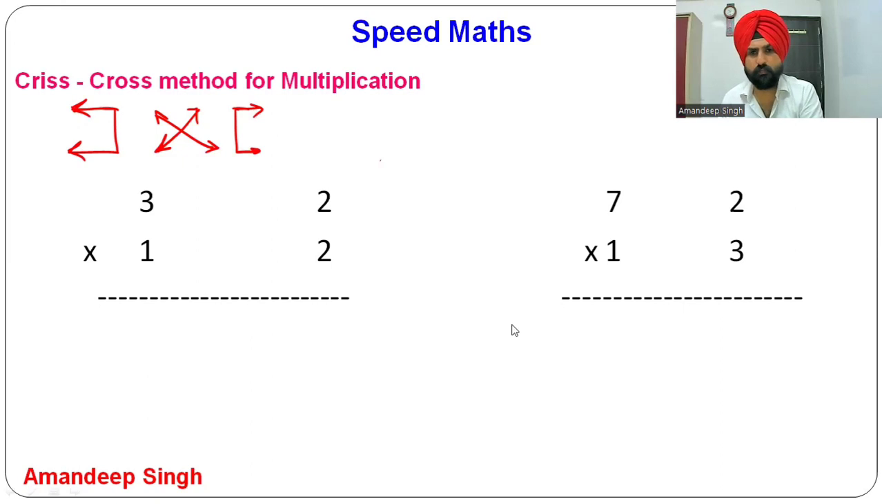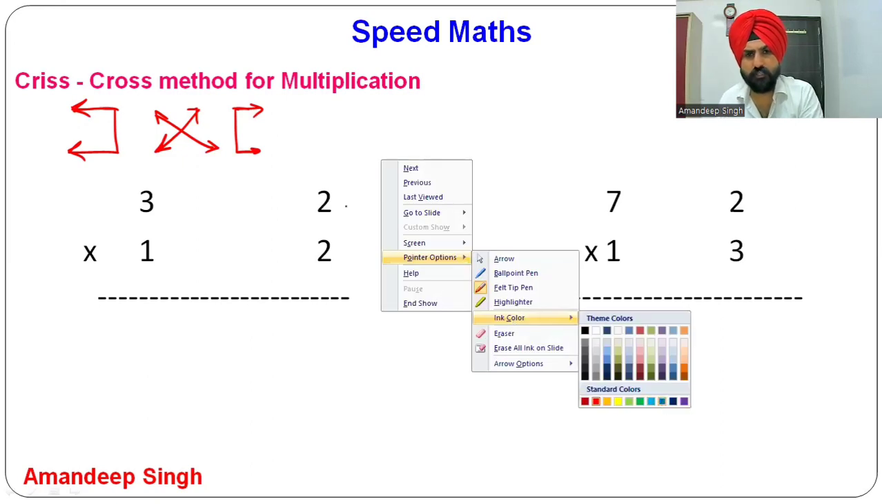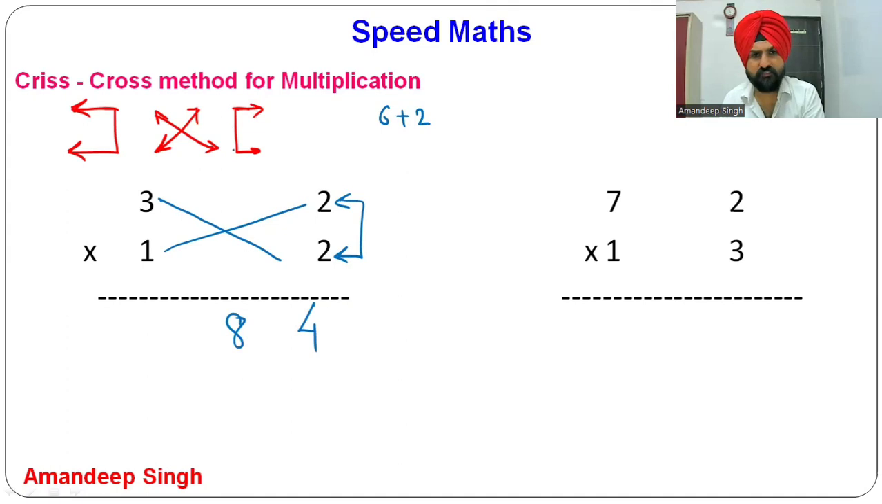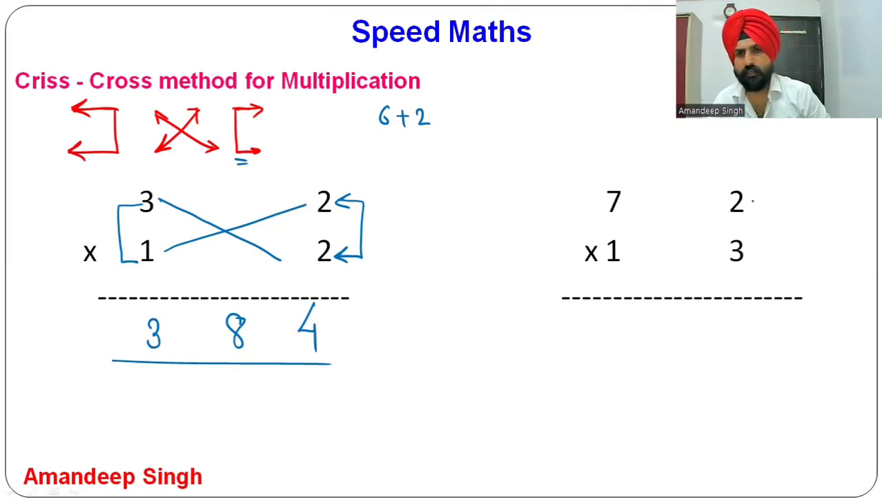So in this particular question, how can we find the answer? See, what is 2 into 2? 2 2s are 4. I will write 4 here. Then I will do the cross. 3 2s are 6. And 1 2s are 2. What is 6 plus 2? It is 8. So I will write 8 here. And the last step will give me the third digit. This gives me 3 into 1. This gives you 3. So the answer is 384. Very easy.